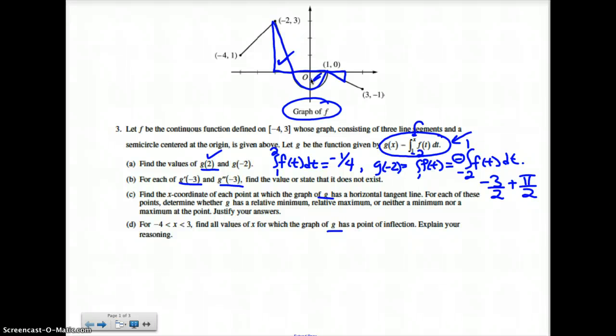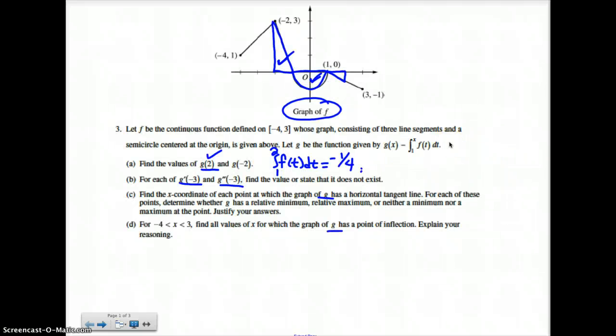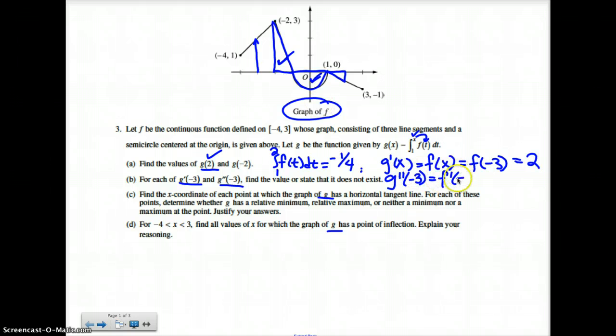For part B, now it says to calculate G prime. That's the second fundamental theorem of calculus, which says that when I take the derivative of the integral with an upper boundary of x, I can simply say that it is f of x, and we've derived that many times. So G prime of negative 3 is really just f of negative 3. All I'm being asked to do is go to negative 3, and the value of f there is simply 2. Likewise, G double prime of negative 3 would then be f prime at negative 3.